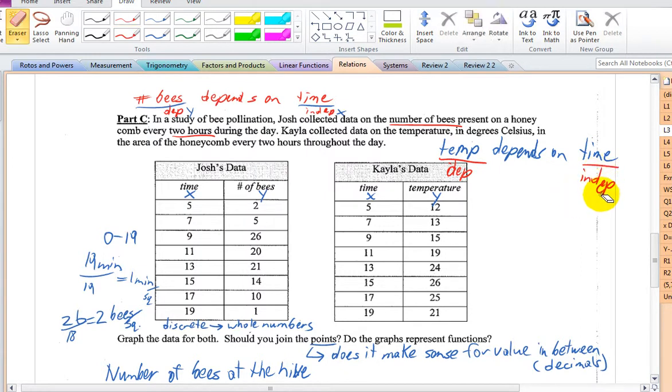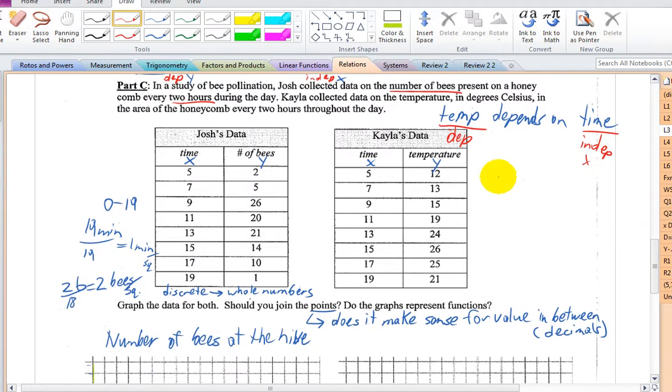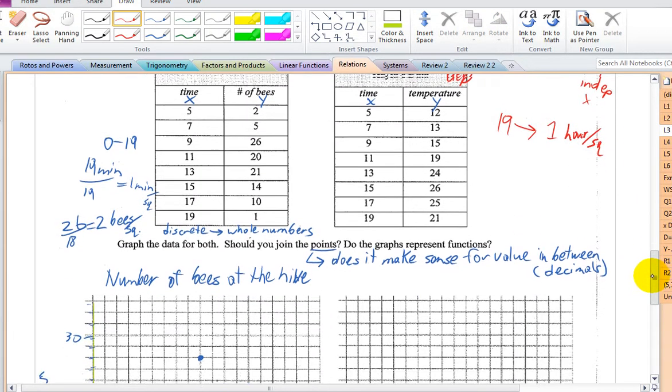Almost all the time, time is independent. So usually when you get time, put it on your x-axis. So this is your x and your y. For your time, we're going up to 19. That makes sense to have it again 1 square each. So 1 hour per square, because it's just the same as the other one.